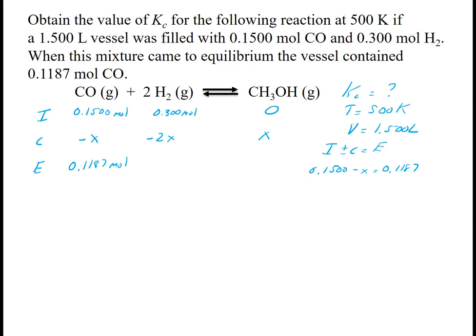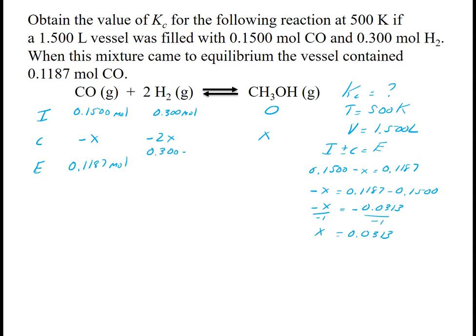I subtract the 0.150 from both sides. So I have negative X is going to be 0.1187 minus 0.1500. Negative X is going to be a negative 0.0313. You can multiply both sides by -1, you can divide both sides by -1, it doesn't matter. I'll just say divide by -1 on both sides. So X is 0.0313. So now that I have this, I want to put this back in here.